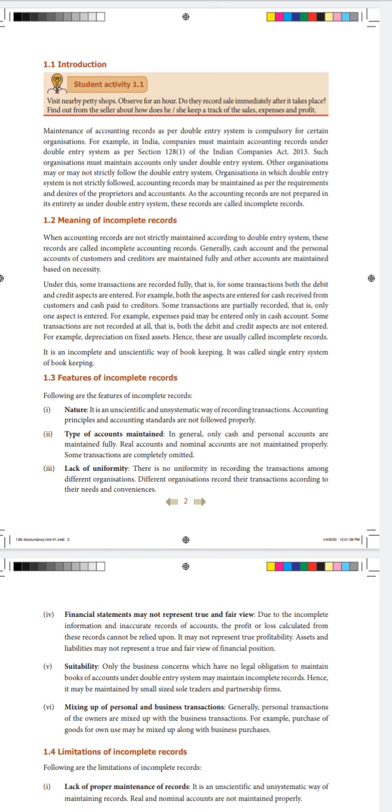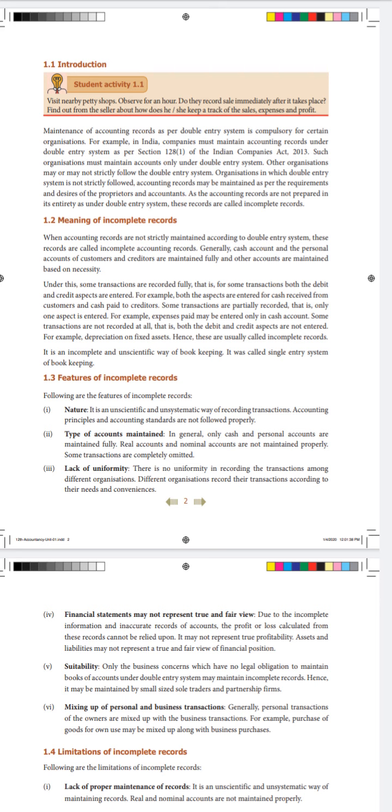Then, features of incomplete records. First, the nature. Nature is, it is an unscientific and unsystematic way of recording, because they don't have any proper method or principle or even the standards. Nothing is being given for maintaining incomplete records. Number two, types of accounts maintained. As we all know, only cash and personal accounts are being maintained. So here, real accounts or nominal accounts both will not appear in this type of incomplete records.